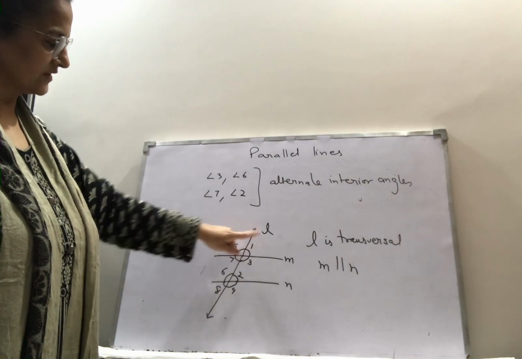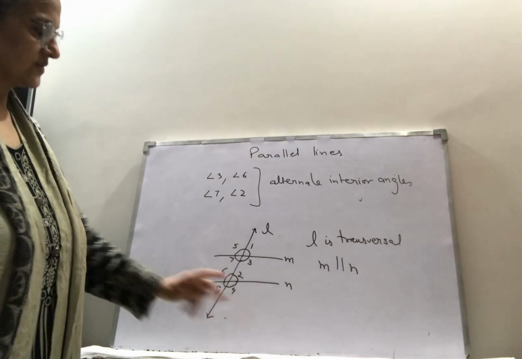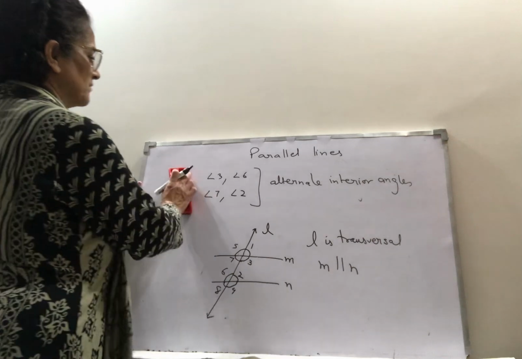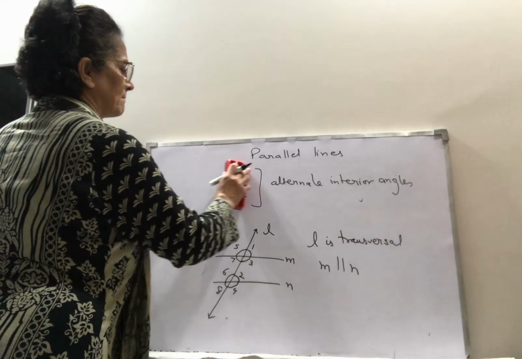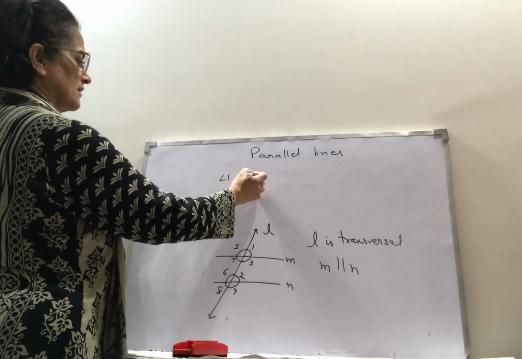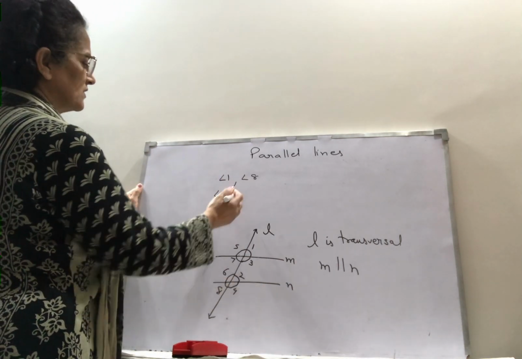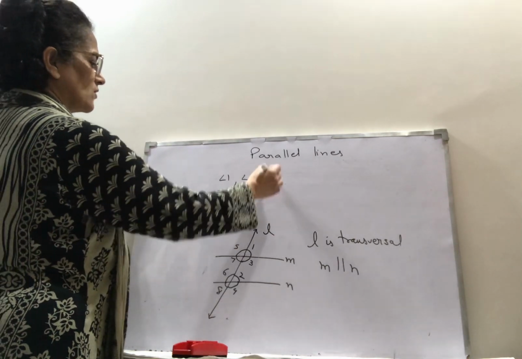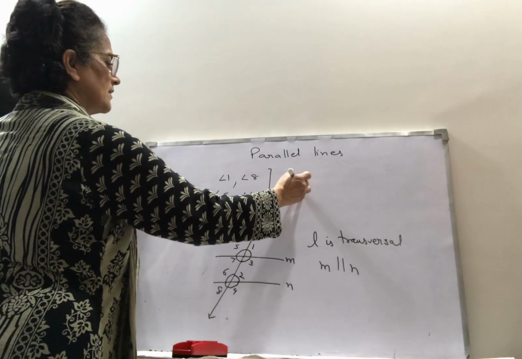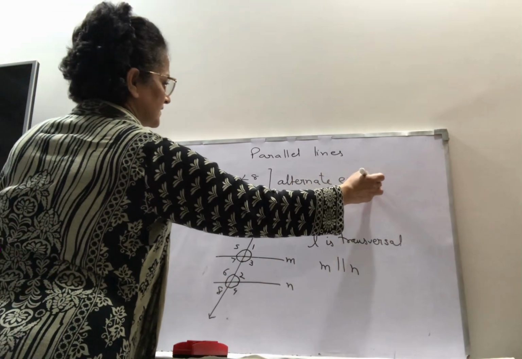Now let's see one. 1 is on this side and 8 is on this side and they are on the exterior part. So we will name them as angle 1 and angle 8. Angle 5 is on this side and 4 is on this side. So these are called alternate exterior angles.